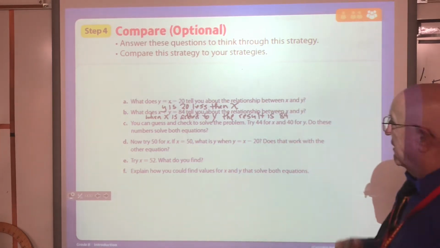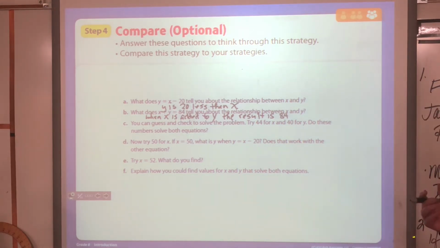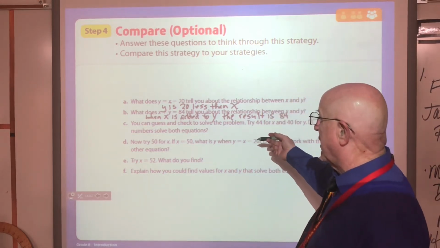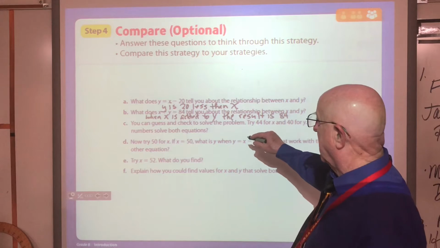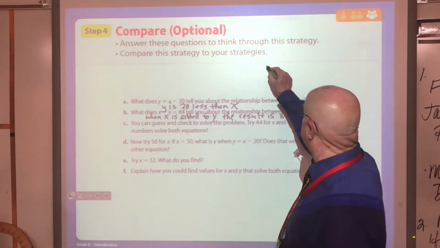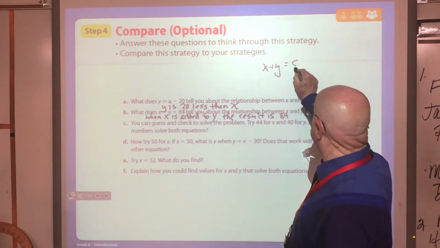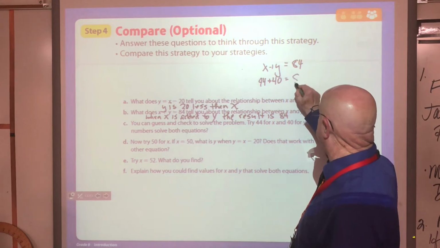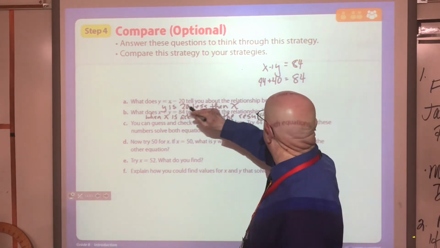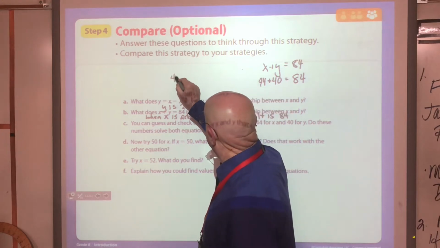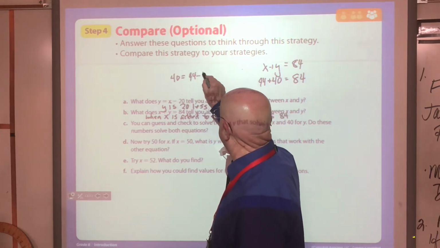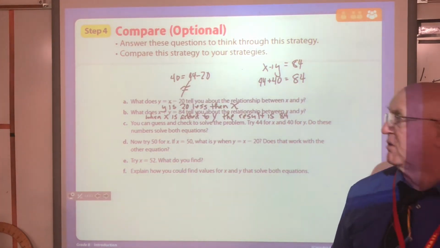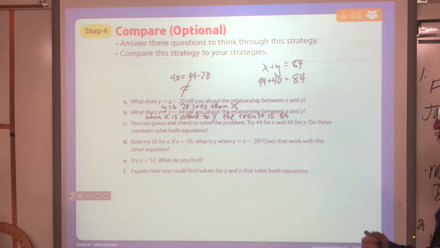All right, and like I said, we could guess and check. If we put 44 in for x and 40 for y, would it solve both equations? Well, it would solve one. If I have x plus y equal 84, and I put 44 here and 40 here, that will give me 84. But if I put that same over here where I get 40 is equal to 44 minus 20, that's not a true statement. If it's not true, then that's not a solution, all right? So guess and check is not really a great way to do it.